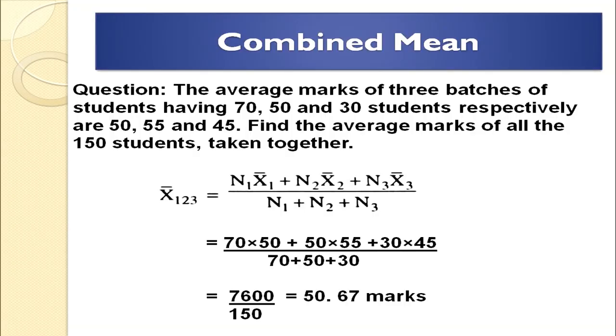Let's see with the help of an example what we have learned. The average marks of 3 batches of students having 70, 50 and 30 students respectively. So here we have been given the number of observations n1 70, n2 50, n3 30, and their means are given as 50, 55 and 45. Now the question is to find the average marks of all the 150 students taken together. So here we have the number of observations as 70, 50, 30.